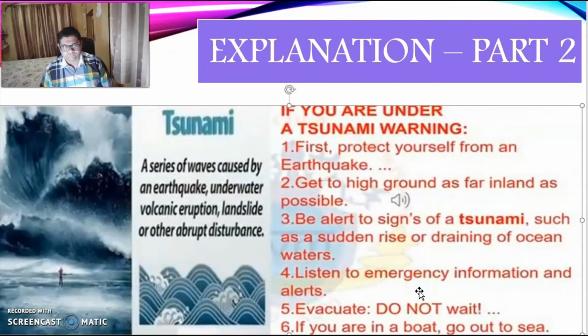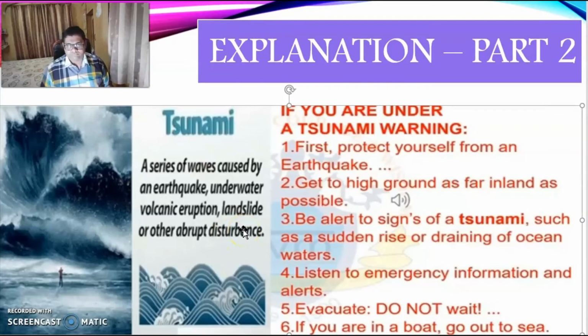What is a tsunami? It is a series of waves caused by an earthquake, underwater volcanic eruption, landslide, or other abrupt disturbance. If you are under a tsunami warning, then first protect yourself from an earthquake. Get to high ground as far inland as possible. Be alert to the signs of a tsunami, such as the sudden rise or draining of ocean waters. Listen to the emergency info and alerts. Evacuate. Do not wait. And if you are in a boat, go out to sea.